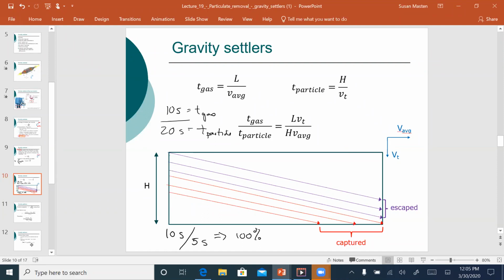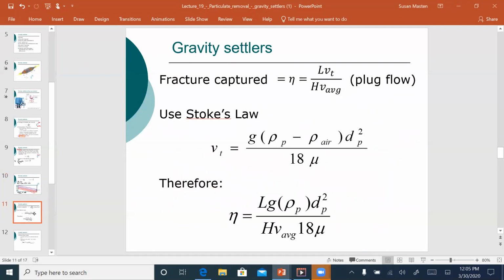When you're doing the homework problems, if you get a percentage greater than 100%, the answer is 100% removal. You can't remove more than 100%. So the fraction captured is that equation that we just used. This will give us our fraction captured, and this is assuming plug flow.